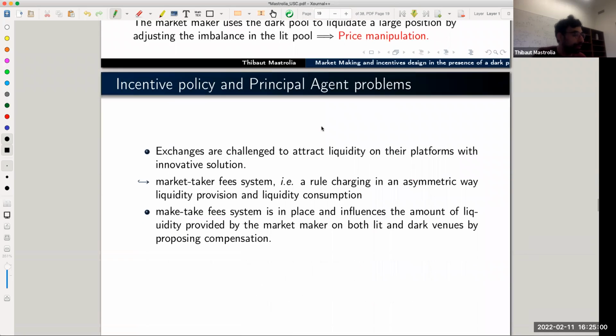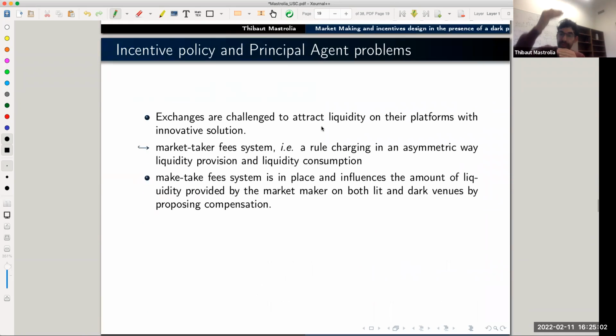So what we will do is to add another step in the system, what we call a principal agent problem. We'll assume that you have an exchange who monitors the activity of the market maker. So what we'll assume from now is that you have an exchange and the role of the exchange is to attract liquidity. So the exchange wants to find a solution to attract liquidity in this system and also to fix the flaws that we have seen, the previous flaws that we have seen in the dark pool market.